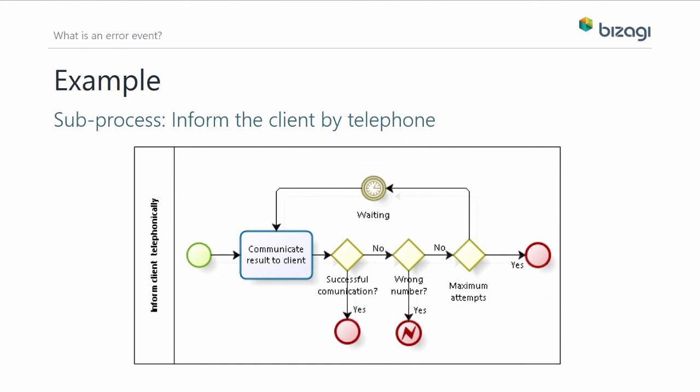If the telephone was entered in the system incorrectly, the subprocess finishes abnormally. It could not be finished successfully due to an error. In this case, the error signal will be sent by the error end event and will be caught by the error intermediate event.